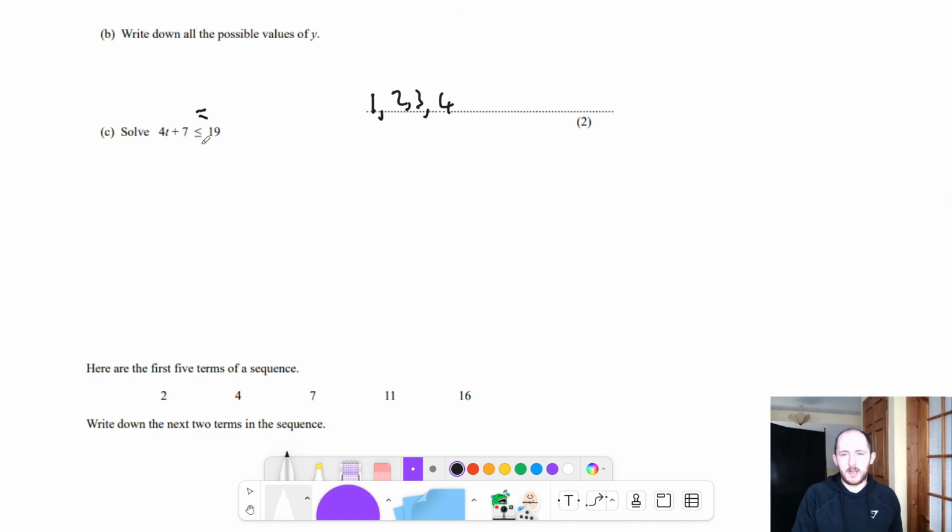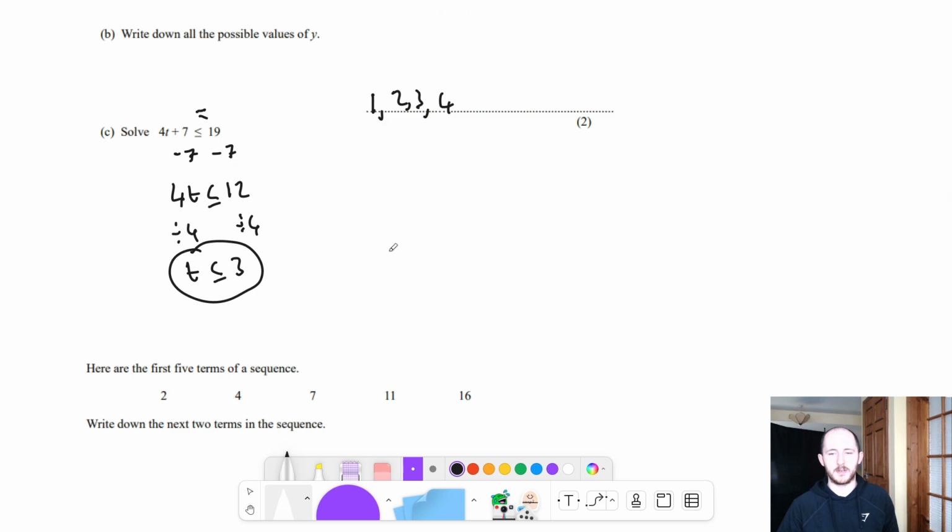So again, I would just want t on one side by itself, so I want to minus 7 from both sides. We get 4t less than or equal to 12. Divide both sides by 4, and you get t is less than or equal to 3. That is your solution.